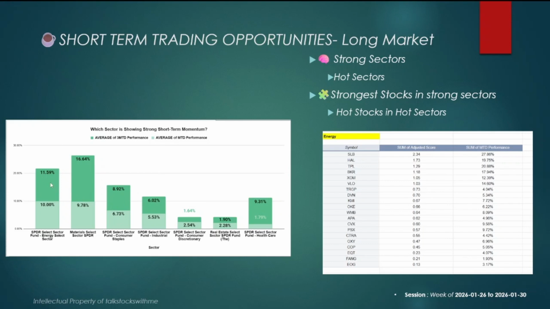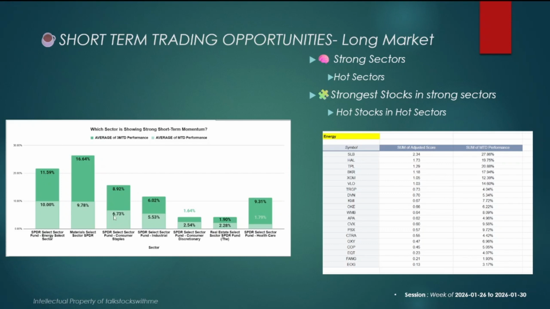The darker shade of green is the 3 months to date performance. The lighter shade of green is the month to date performance. So if you have purchased the energy select sector ETF from the beginning of this month, you'll be up 10%. The energy select sector ETF is a basket of stocks that contains the stocks that belong to the energy theme within the S&P 500. Similarly, the materials select ETF encompasses the stocks that belong to the material theme within the S&P 500, right?